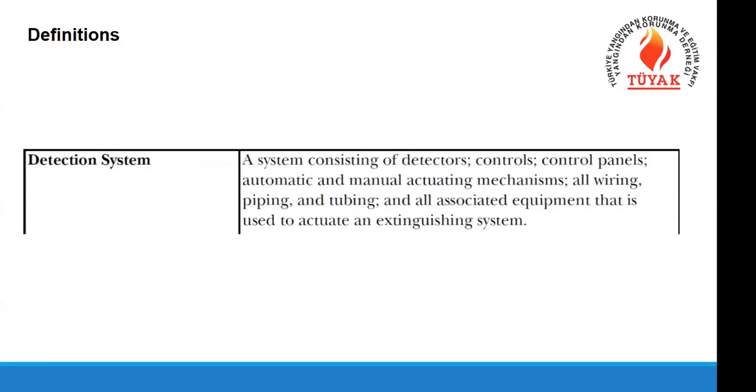And when we talk about a detection system, it is a system consisting of detectors, controls, control panels, automatic and manual actuating mechanisms, all wirings, piping and tubing, and all associated equipment that is used to actuate an extinguishing system. So a detection system is mainly described in standard descriptions as a system to actuate an extinguishing system manually or automatically.